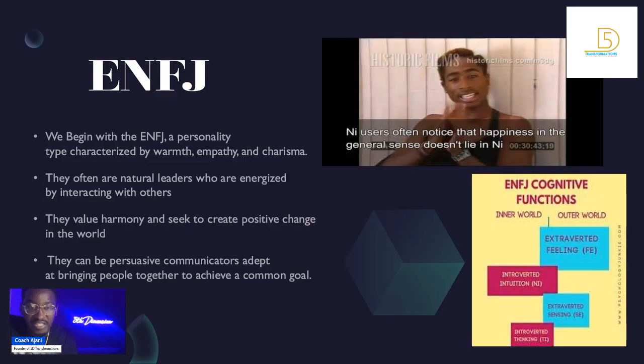They can be persuasive communicators, adept at bringing people together to achieve a common goal. Communication is honestly one of their main gifts. They are masterful communicators, and they have an ability to speak the language to whichever audience they are serving.